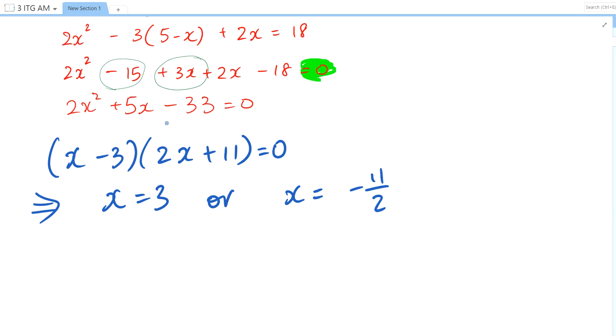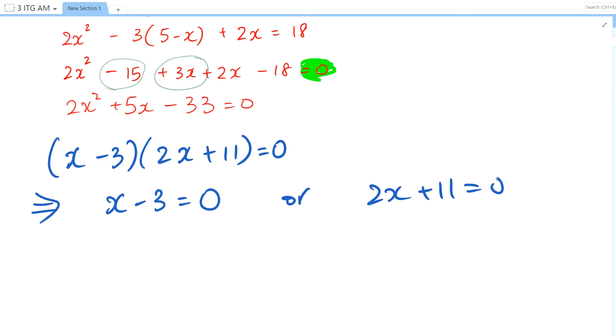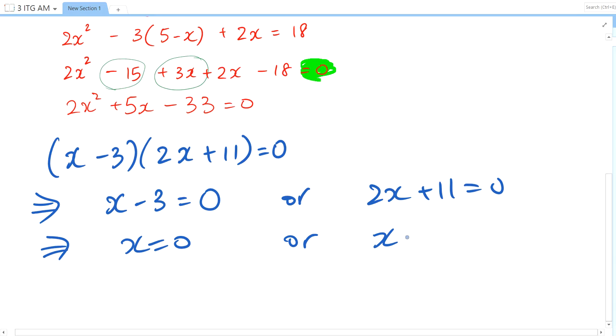That's why we say that there's an intermediate step. This symbol means therefore or so. This implies that something times something equals to 0. This implies that x minus 3 equals to 0 or 2x plus 11 equals to 0. Does this make sense to you? In order for the product to be equal to 0, must be either this or this equal to 0. Therefore, x equals to 3 or x equals to negative 11 over 2. Get it?